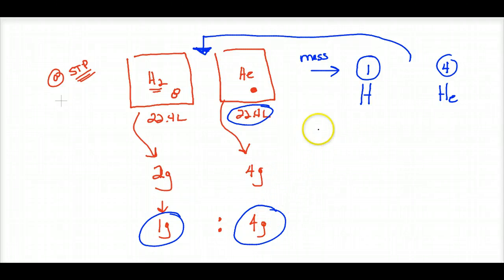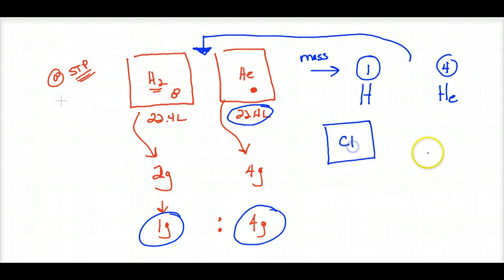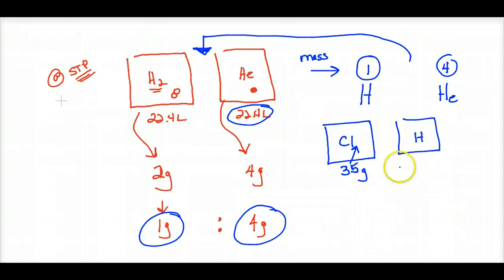For instance, let's go back to my original question. If I've got a box of chlorine and I've got a box of hydrogen, we now know by comparing them that this box is about, I don't know, 35 grams. Let's just round it off to 35 grams. So if I had a box, 22.4 liters of chlorine at STP, it'd be 35 grams. This is 1 gram. Now, if I want to put these together, chlorine plus H to make HCl, okay, we know that we would make 36 grams of that.